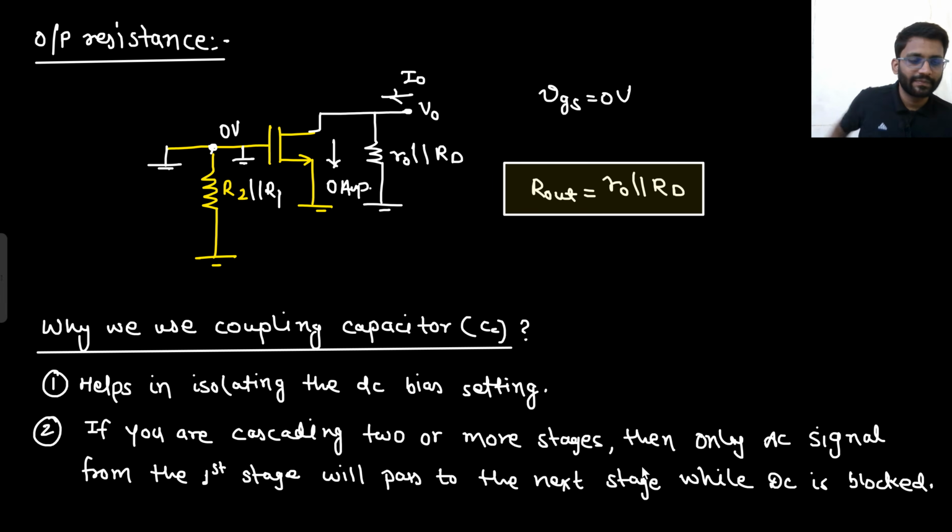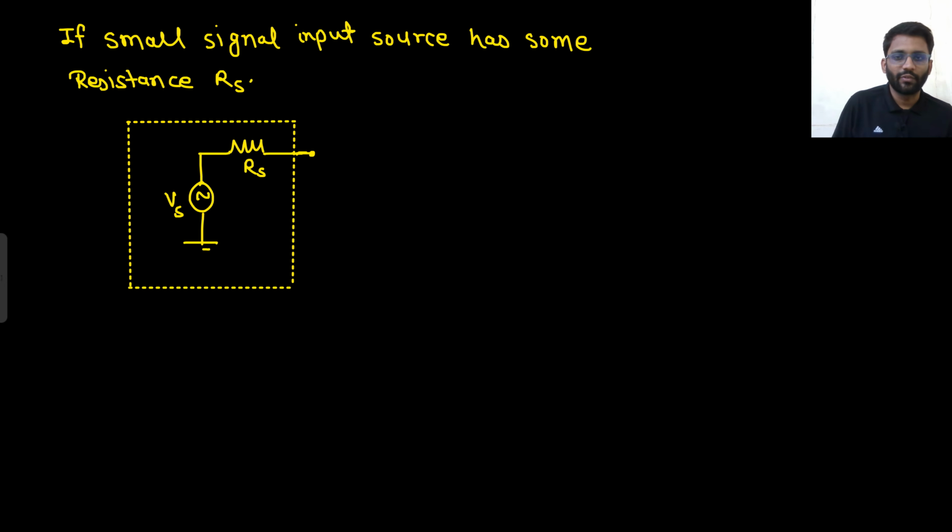Are you getting this point? Only the AC will pass, and the DC will come from the supply that you are giving, VDD. That will be VDD into R2 by R1 plus R2. Well and good? Yeah. So this is the use of the coupling capacitor. They can ask you in interviews what the use of a coupling capacitor is, or in a simple MCQ as well. Yeah. So now what will we see?